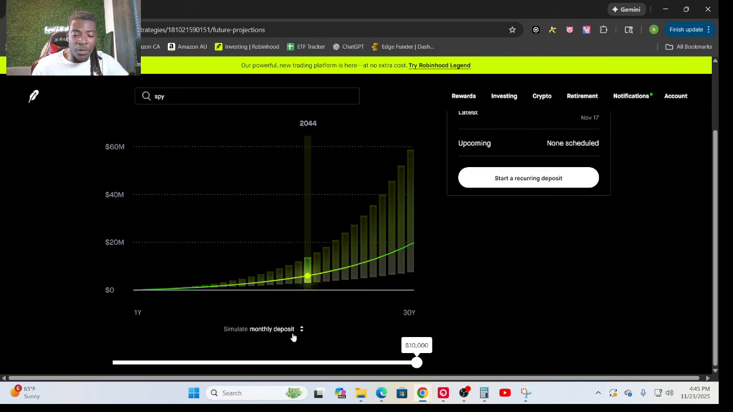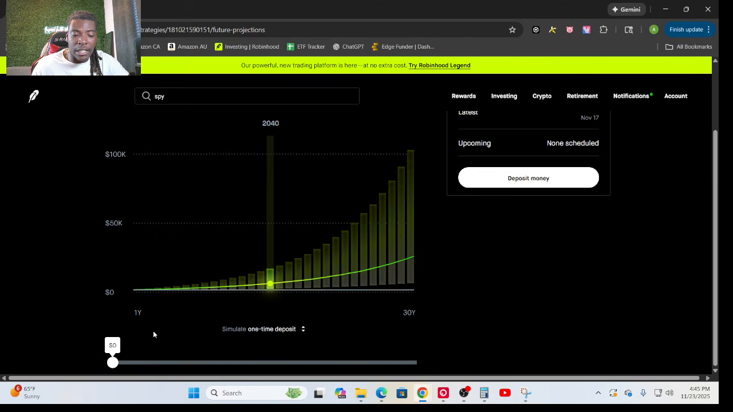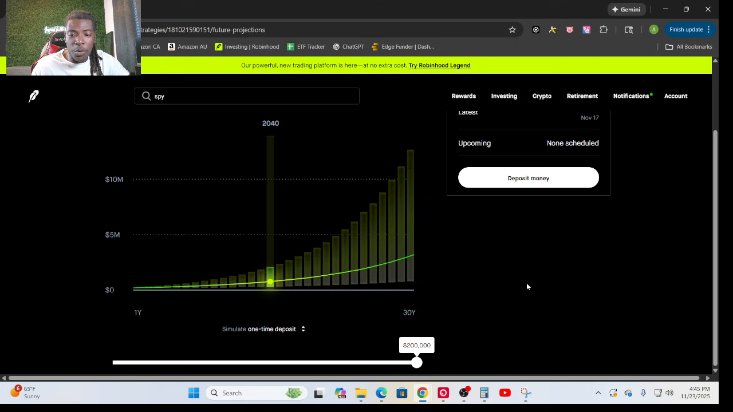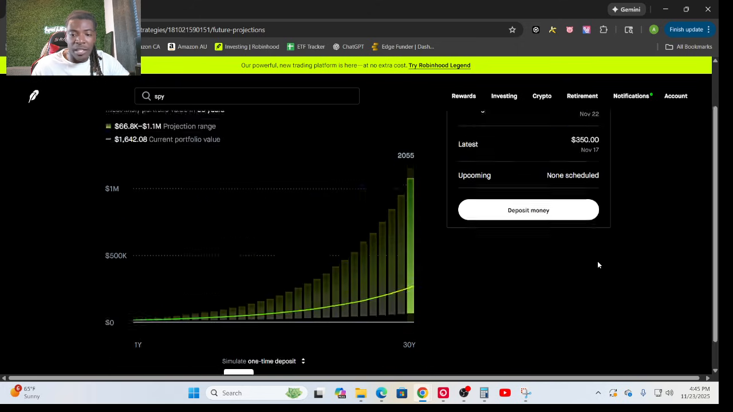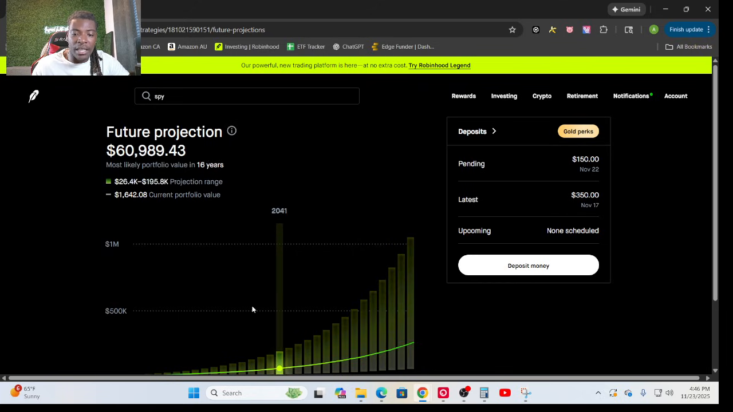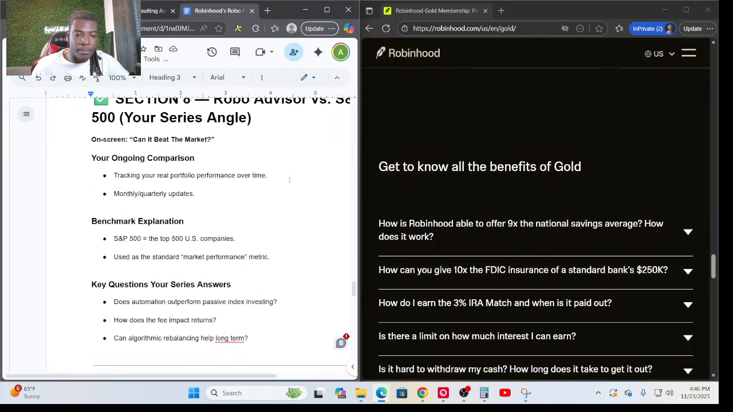You have to actually go through here. You can change it. You can say, okay, let's do a one-time deposit. Let's say I want to deposit $200,000. I can see exactly how much my account's going to be worth. Let's say I want to deposit $15,000. You can play around with it and see. It's pretty cool. It's a great little tool right there. I'm glad they added that.